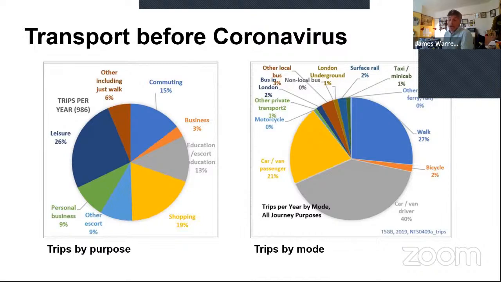But then on the 23rd of March, it all changed in the UK, just like it did in many other countries, with the announcement of the UK-wide lockdown for the majority of people. And it's over to you, Marcus, to tell us what happened.